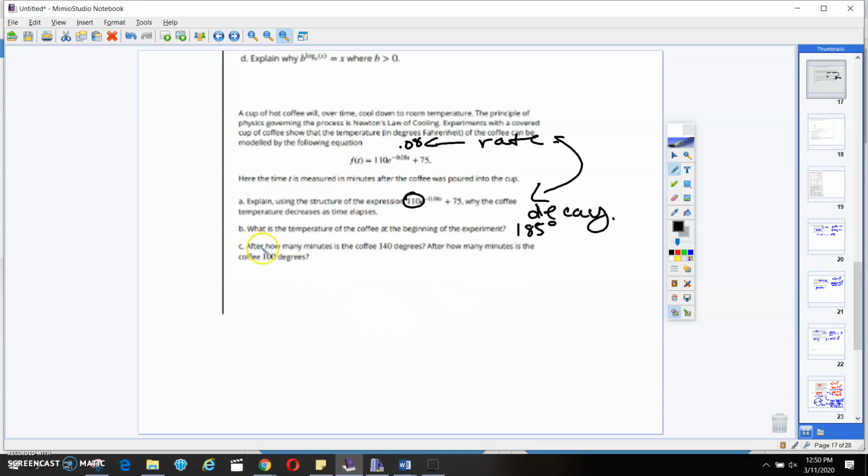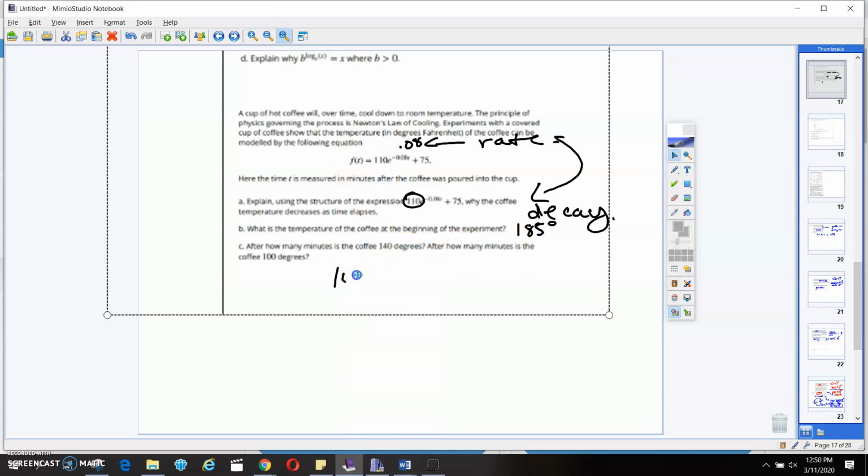Okay, anyways. So after how many minutes is the coffee 140 degrees? So we're going to take this equation. We're going to set it equal.